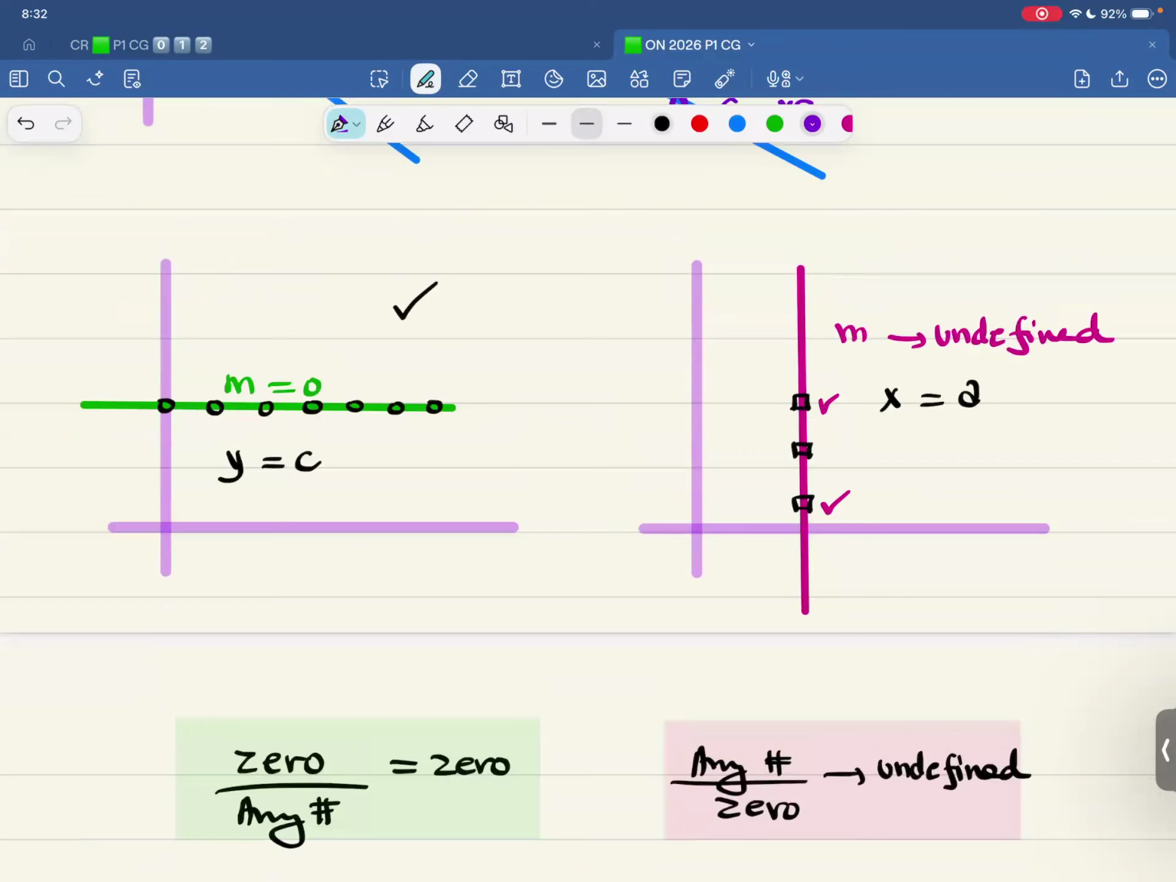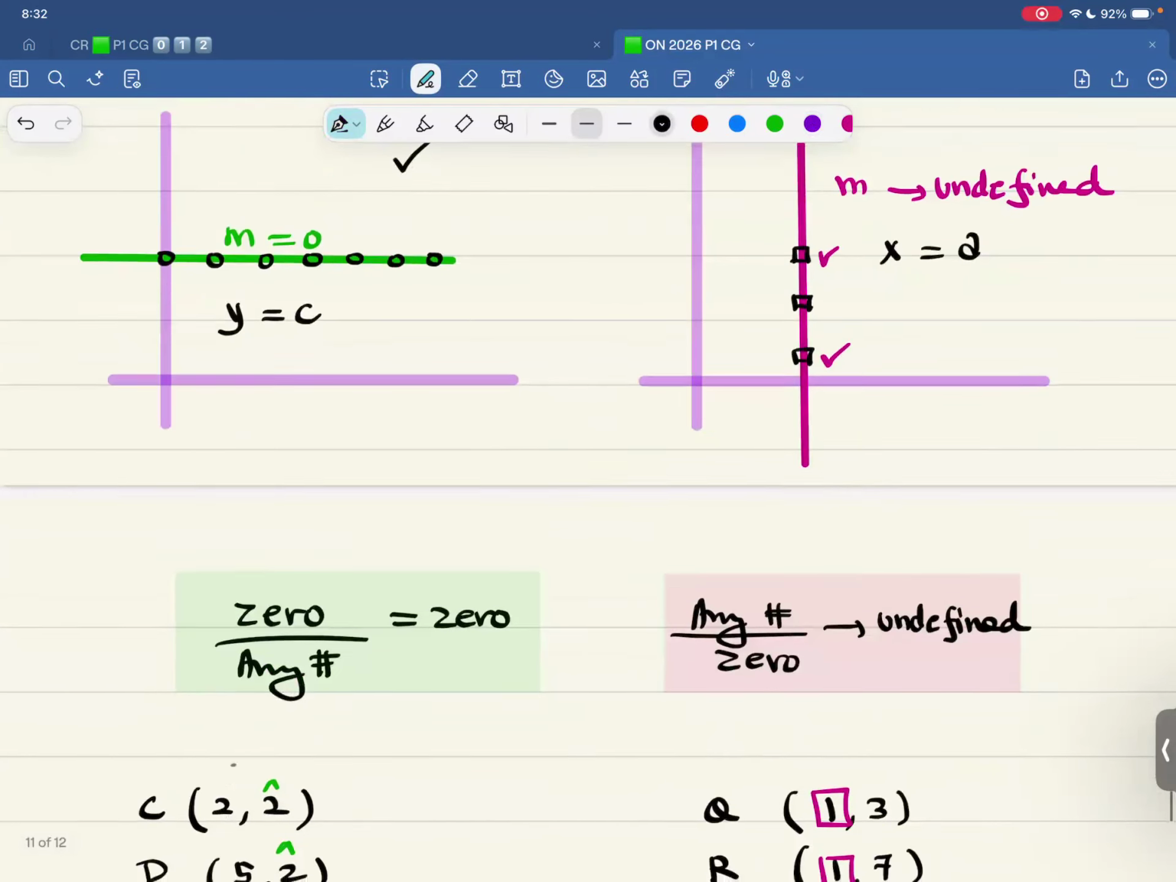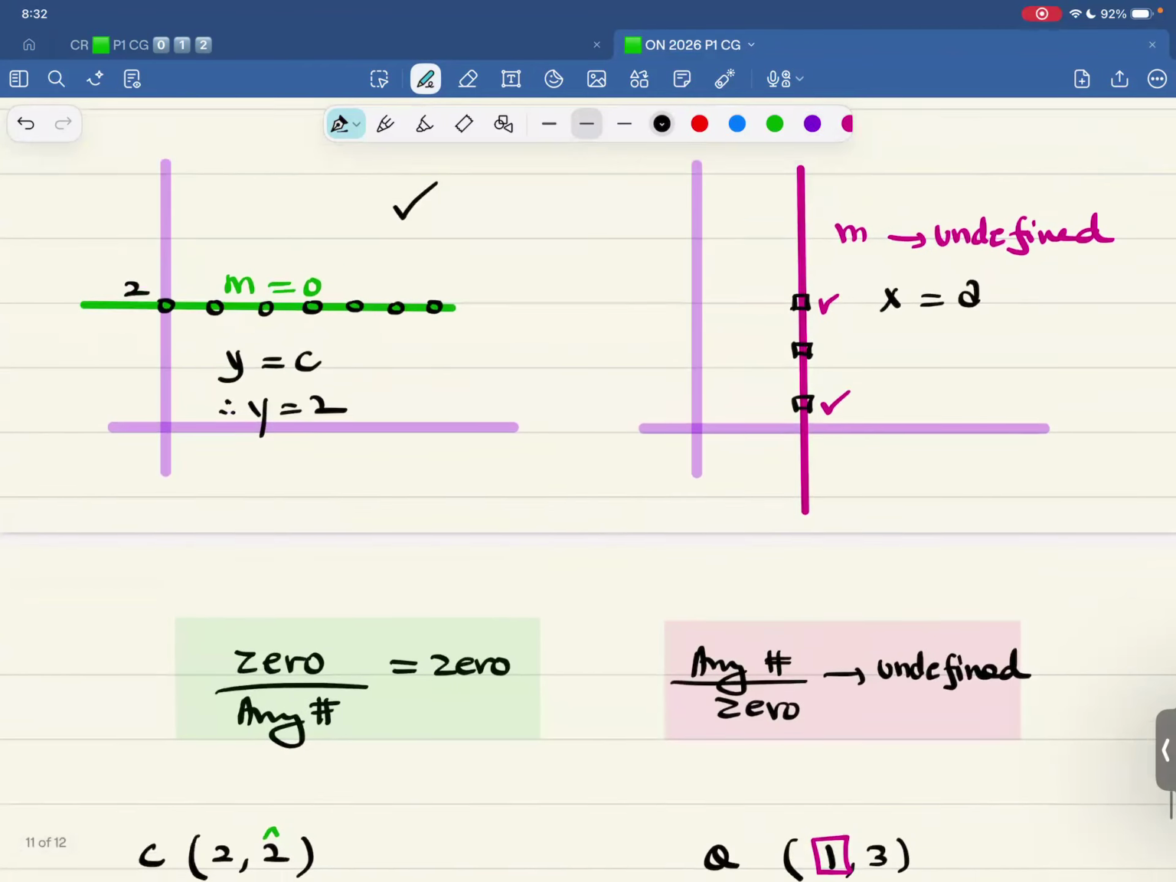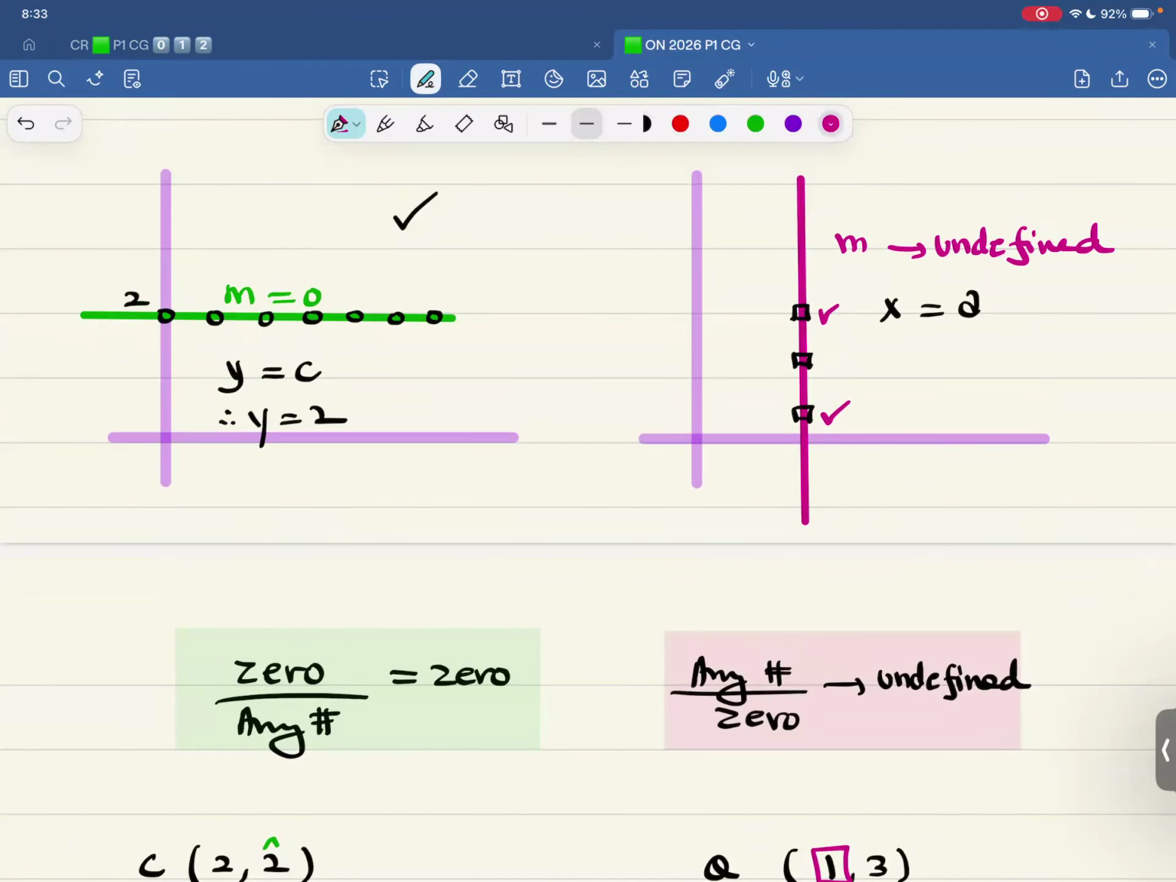y equals a constant. So for example, if this point is C (2, 2) and (5, 2), then the equation would be y equals 2. And let's say if this thing is 1 over here, then the equation is x equals 1. So this is x equals a constant, a line parallel to the y-axis. This is a line parallel to the x-axis.